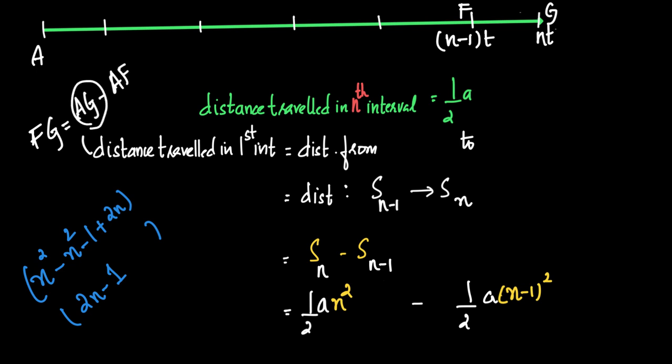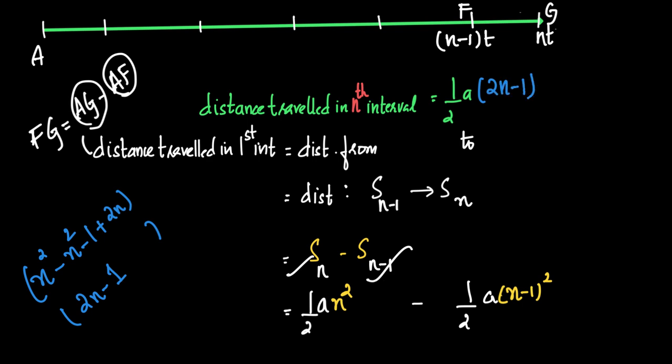What is AG? Sn. What is AF? Sn minus 1. So what is Sn? Half a n square. And when you solve this, what do you get? N square minus n square is 0. So what we get is 2n minus 1. So what is the distance traveled in the nth interval? The distance traveled in the nth interval is half a into 2n minus 1.